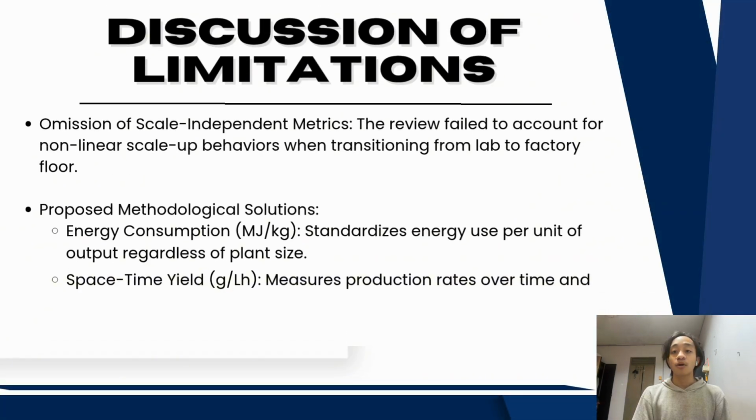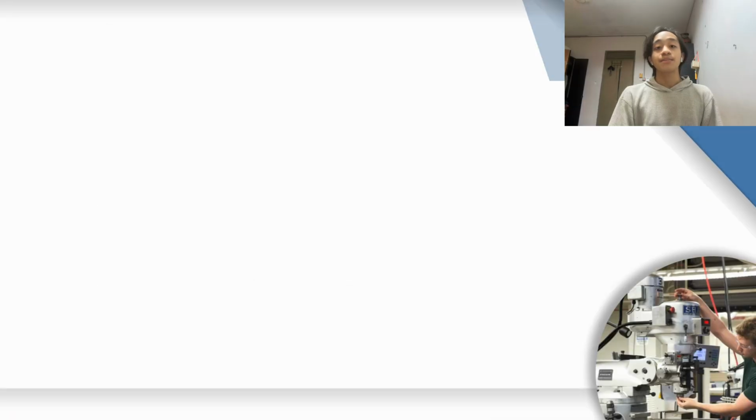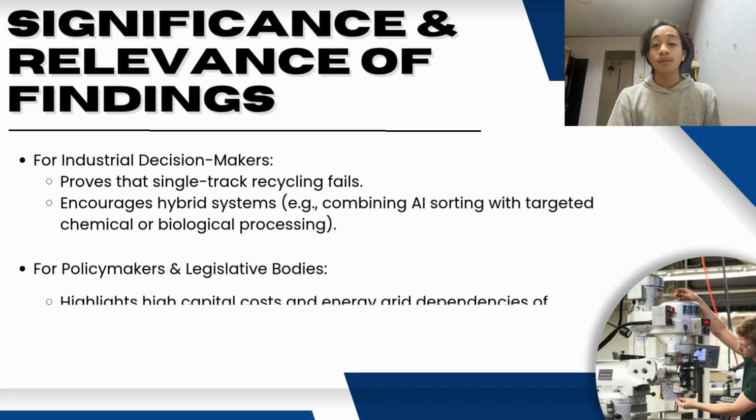Looking at the limitations, the biggest gap is how the authors compared early small-scale lab tests directly against massive industrial plants. To actually bridge that gap, future studies need to use standardized, scale-ready metrics, things like measuring the exact energy used per kilogram processed or production yield per hour. That's the only way we can accurately predict how these technologies will perform when scaled up from a benchtop to an actual factory floor. Despite those limitations, the findings are still super practical.